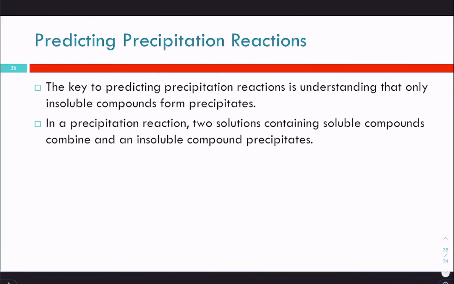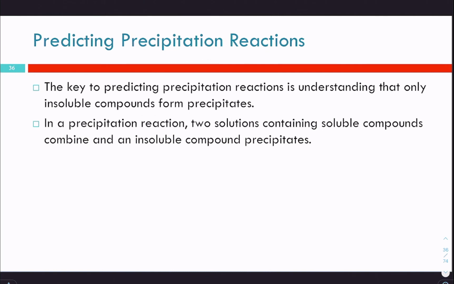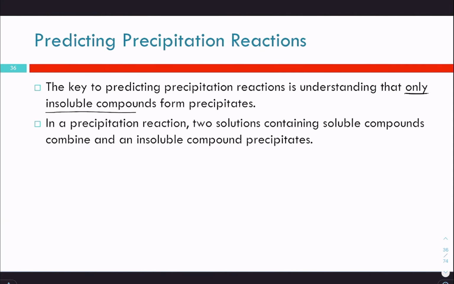So the key here is understanding that only insoluble compounds form precipitates. So if you use the solubility chart and one of the products is insoluble, you have a precipitation reaction.